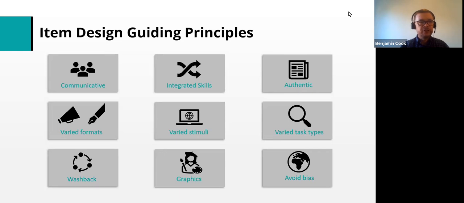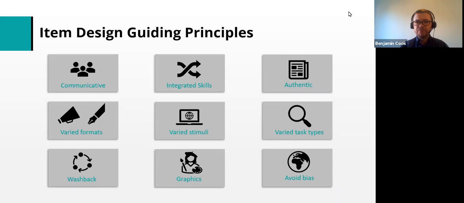The fourth point here, varied formats. So we want different ways for them to respond to questions. We've got written responses, we've got spoken responses, we've got multiple choice responses. Again, we want a range so that we're not favoring one particular skill, we're not favoring one particular test taker. If they're very good at writing, that's good, they get the opportunity to show that, but we need to assess across the whole range of skills.